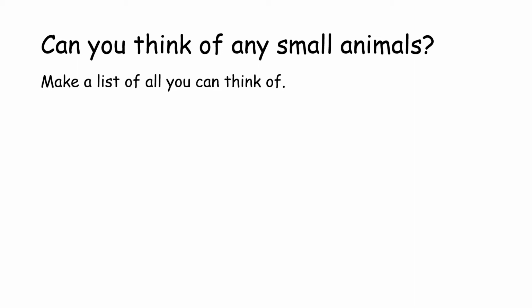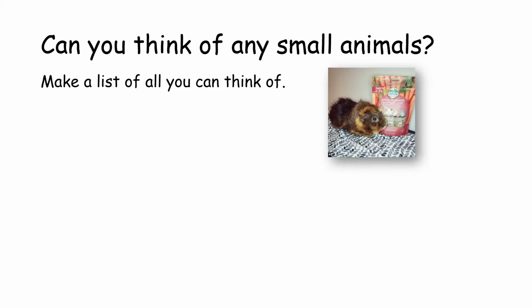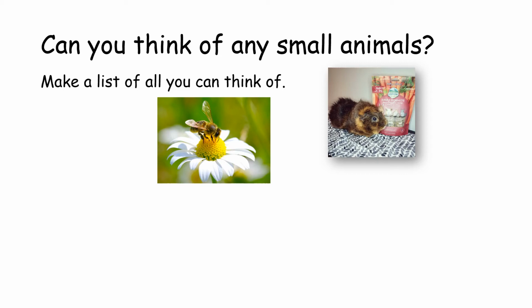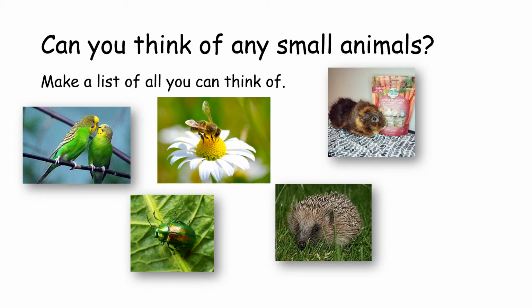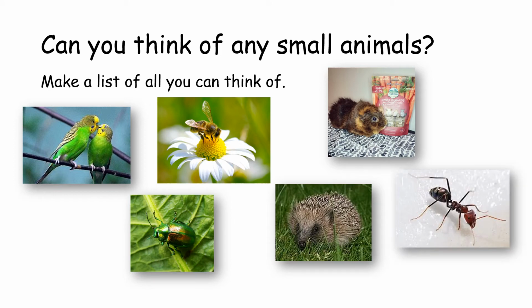Okay, so hopefully you've got your small animals now, and I'm just going to share with you some small animals that I thought of. So we've got a guinea pig, a bee, a bird, a hedgehog, a beetle, and an ant. So you might really like the look of one of those animals that I've thought of, and you might be thinking you might want to use one of those in your story, or you might want to use your own. It might be as well that when people send me in the ideas of the small animals they've thought of, that I can post some of them and you can use some of those ideas as well.